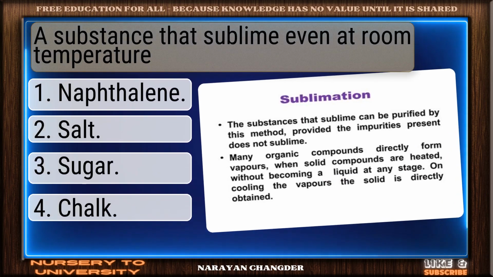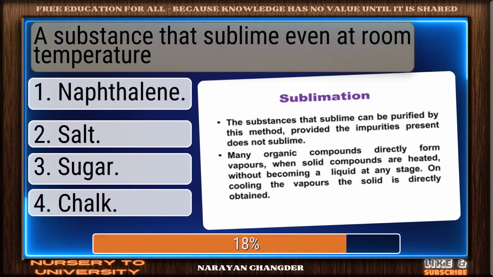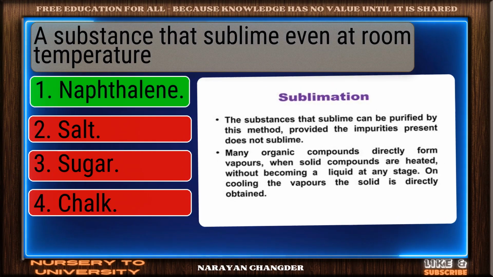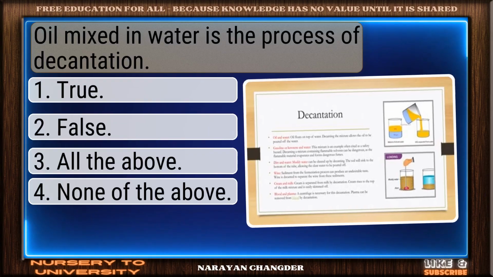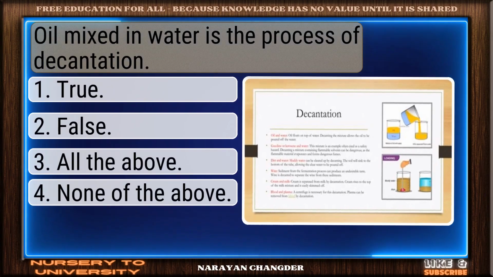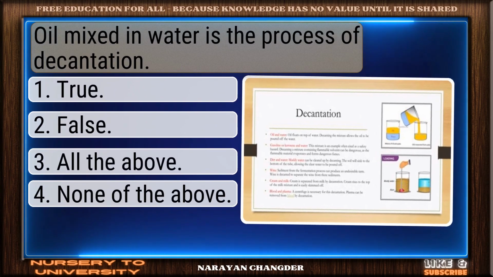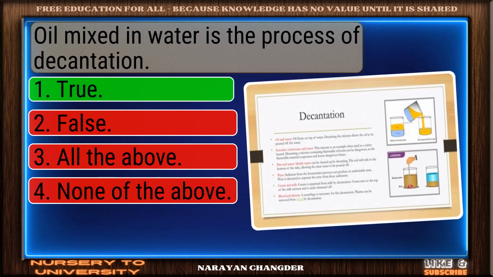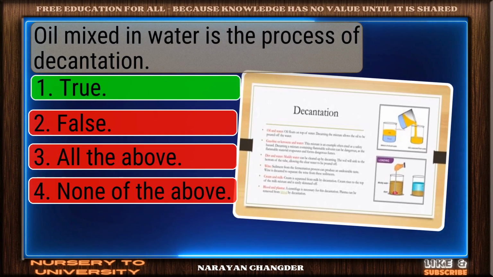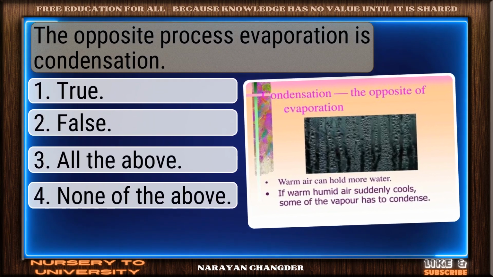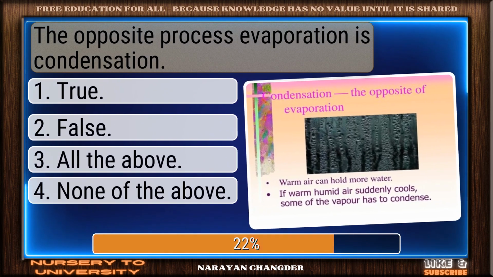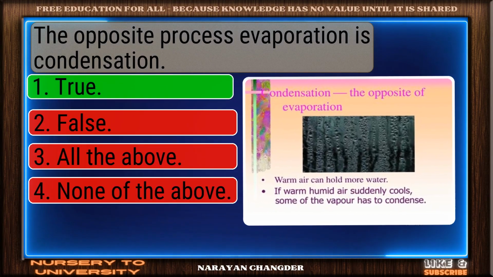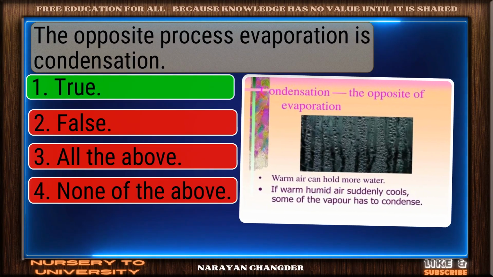A substance that sublimes even at room temperature. Excellent. Naphthalene is a brilliant choice. Oil mixed in water is separated by the process of decantation. Good thinking. True is the right answer. The opposite process of evaporation is condensation. Well picked. True is the correct answer.